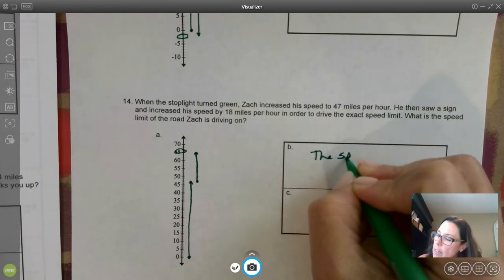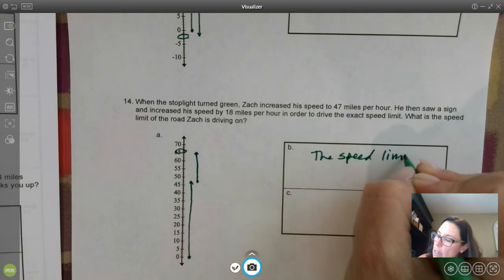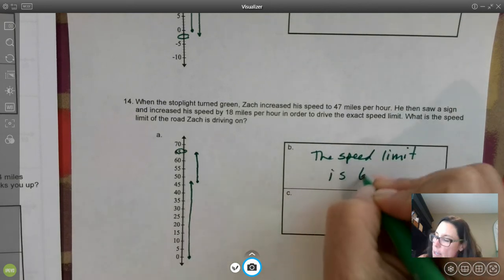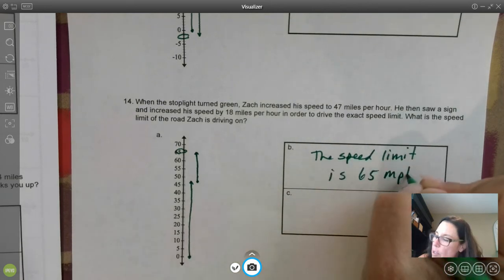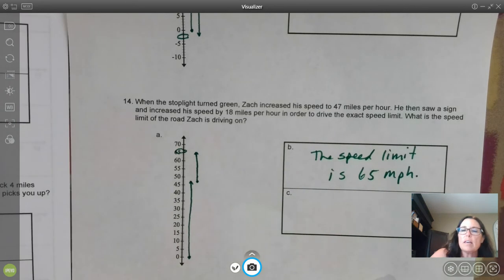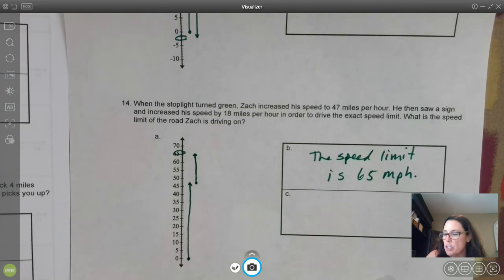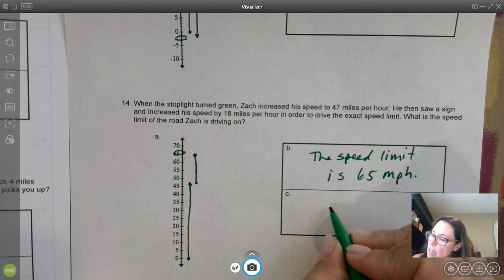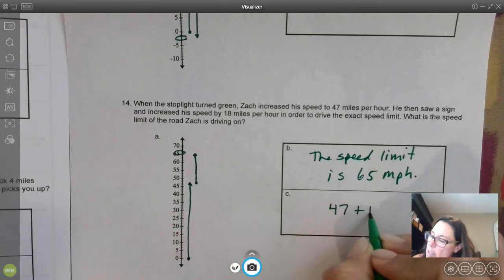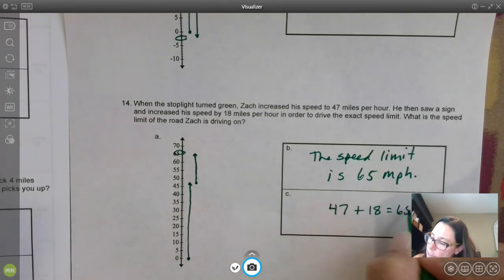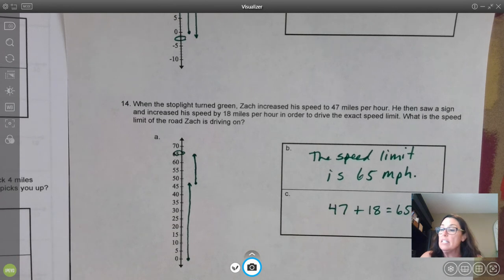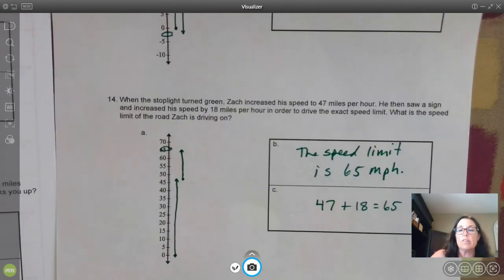Okay, so again, in the context of the problem, the speed limit is 65 miles per hour. Please do not say the answer is 65 or just write a 65 in there or 65 mph. Okay, in the context of the problem, you need to talk about the speed limit. All right. 47 plus 18 equals 65 is the addition expression to show the sum.